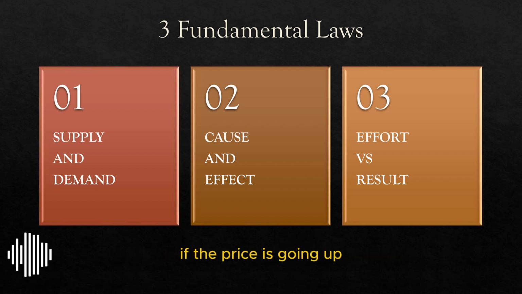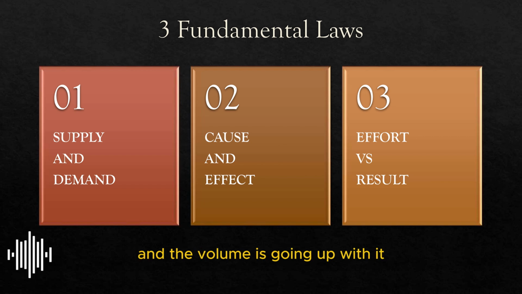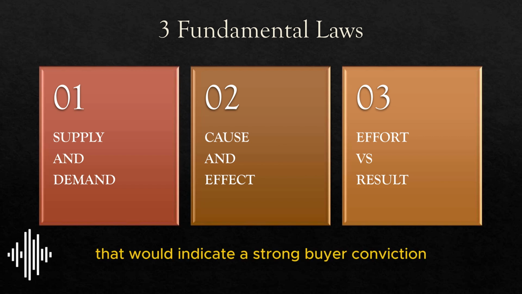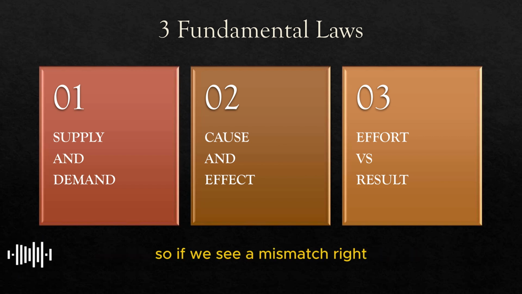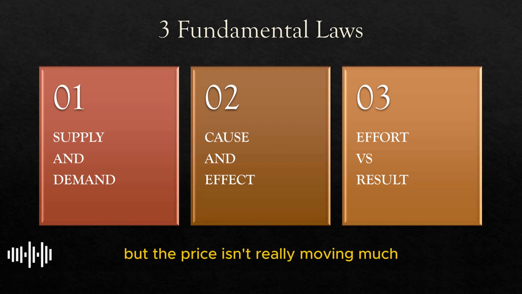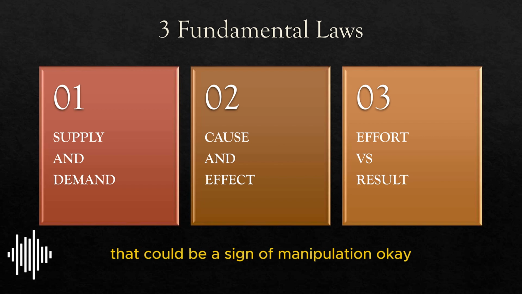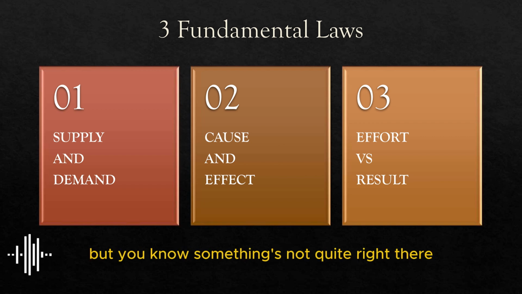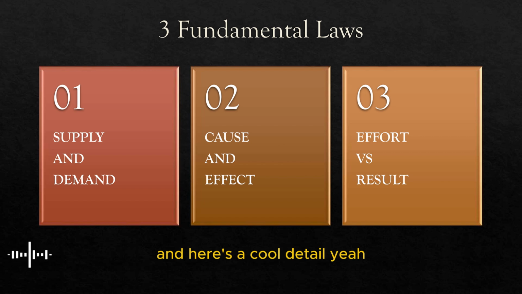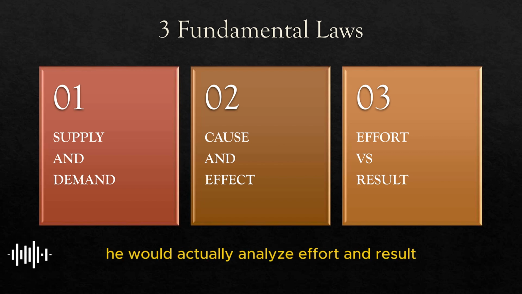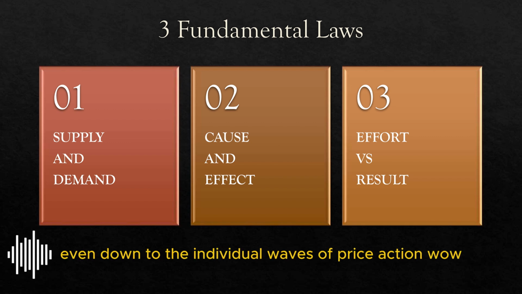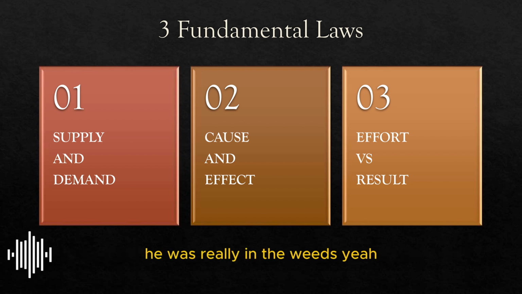So, for example, if the price is going up and the volume is going up with it, that would indicate strong buyer conviction. So if we see a mismatch, like high volume but the price isn't really moving much, that would be a red flag. Absolutely. That could be a sign of manipulation, or it could be a sign of weakness. Something's not quite right there. And here's a cool detail. Wyckoff was so into this, he would actually analyze effort and result even down to the individual waves of price action. Wow, he was really in the weeds.